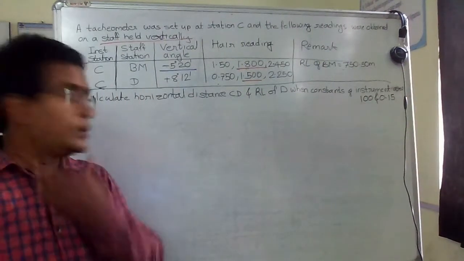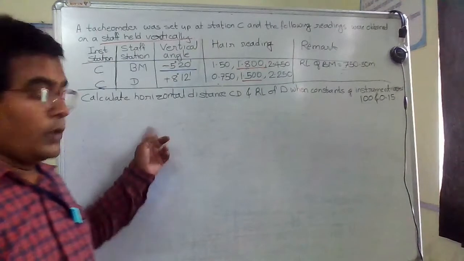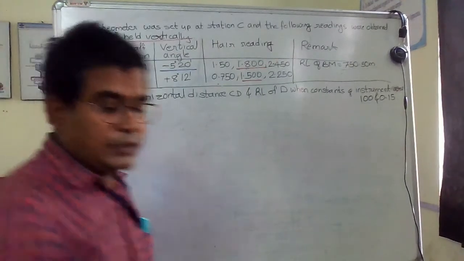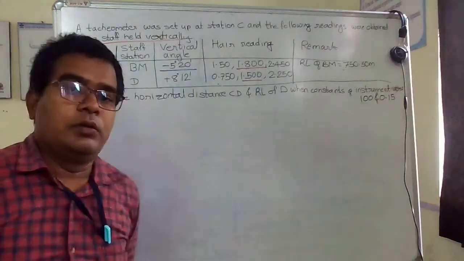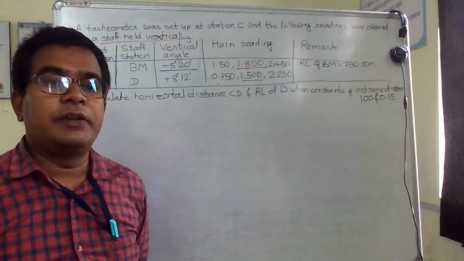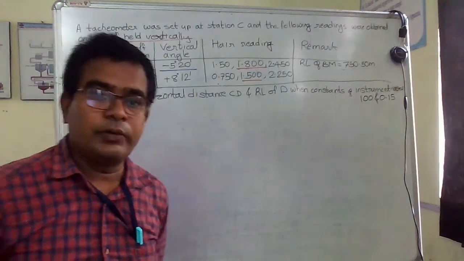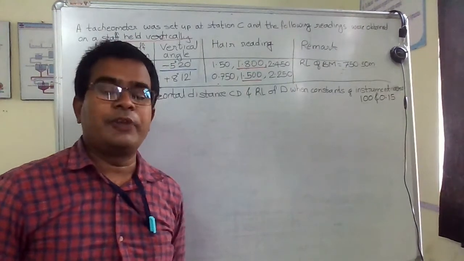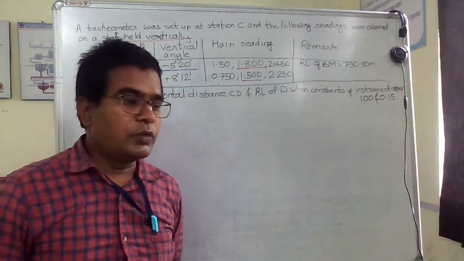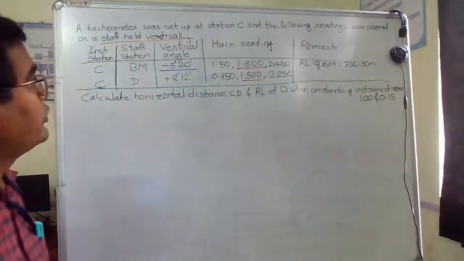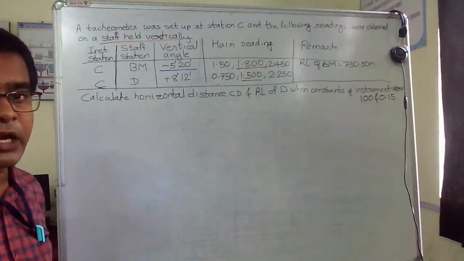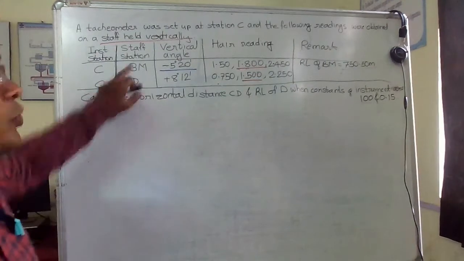Let us start today's lecture with the numerical. Yesterday we saw the formulas to calculate the distance in tachometry, that is horizontal distance and vertical distance, when the line of sight is horizontal and when the line of sight is inclined. Okay, so very first step, I have told you that we have to draw the figure, the diagram of any numerical given.